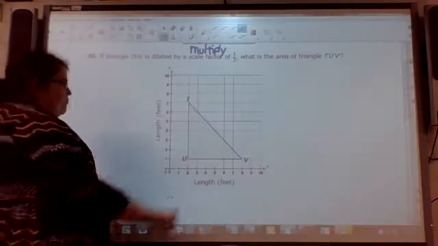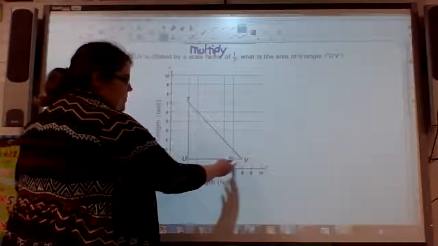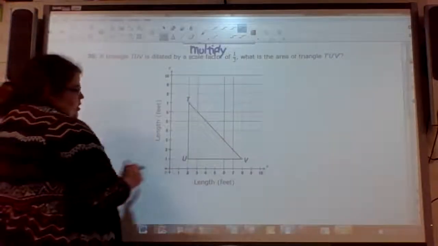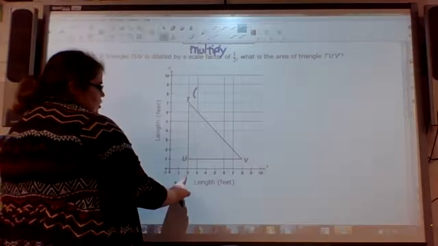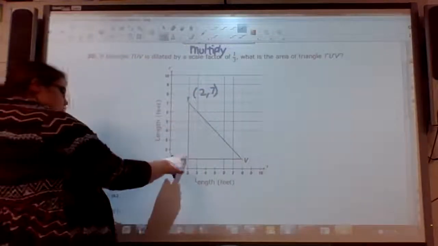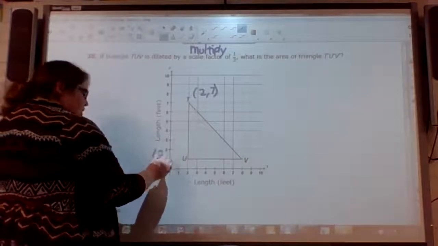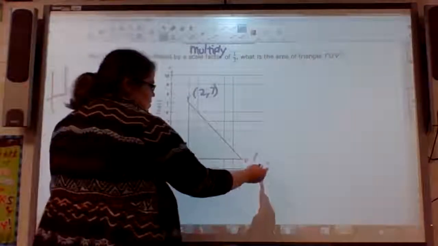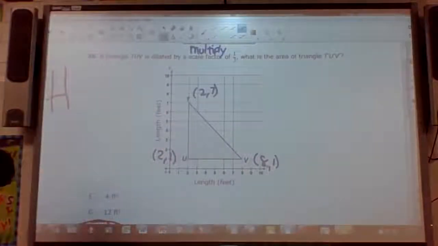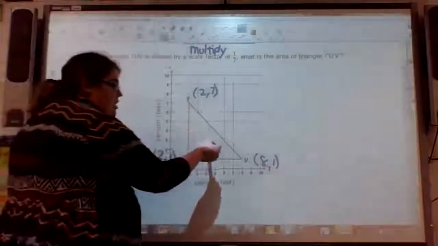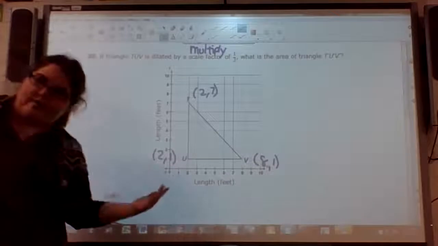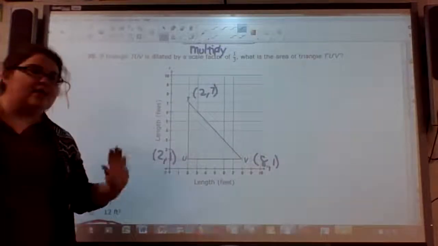So if I wanted to find my area, I can find my new points. I'm multiplying by 1/3. So if T is (2, 7), U is (2, 1), V is (8, 1), it means I'm taking 1/3 of every point. I can find my new shape and then I can find the area. That is a long way to do this. Can you do it? Yes.